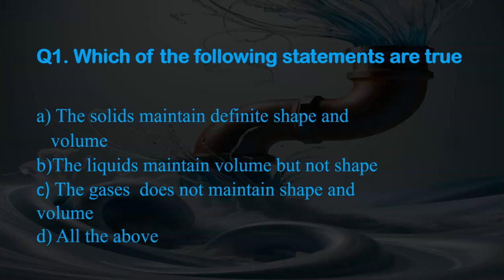Option A: the solids maintain definite shape and volume. Option B: the liquids maintain volume but not shape. Option C: the gases does not maintain shape and volume. Option D: all the above.